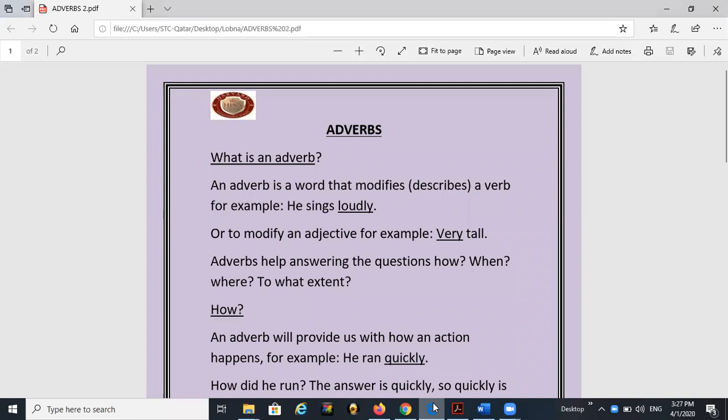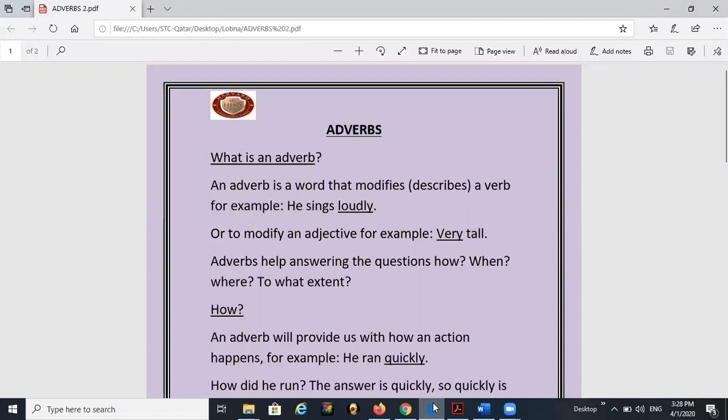Today we are going to take a new lesson. We are going to speak about adverbs. As we know before, we have different parts in the sentence. We have a noun, a verb, an adjective, and we have something which is called an adverb. Let us see, what is an adverb?